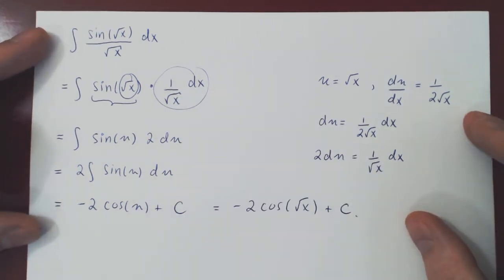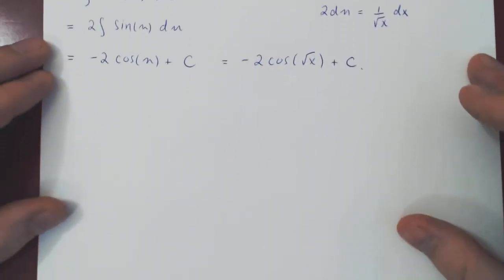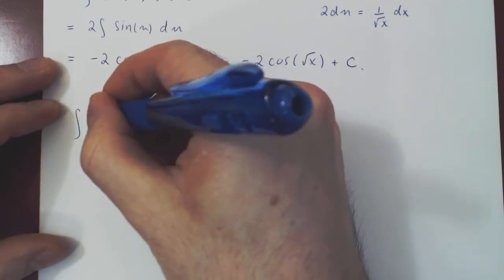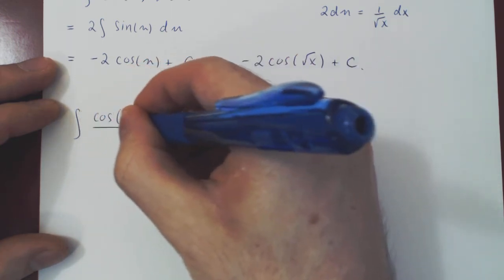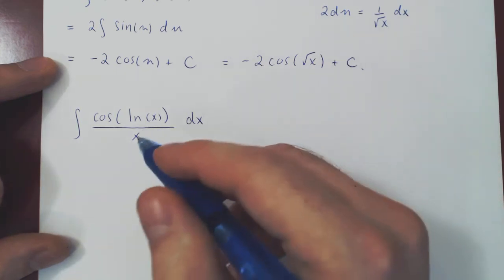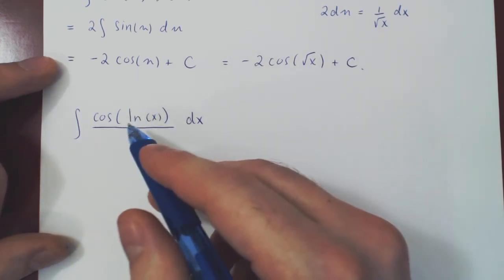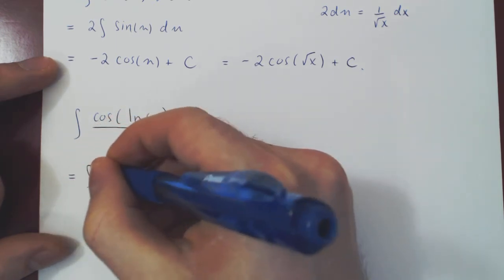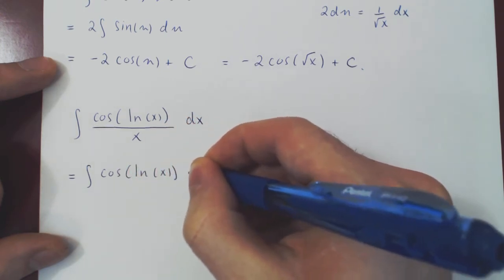Let's look at one other example, very similar. Now instead of a root of x, just a ln of x. So what if we are asked to integrate cosine of ln of x divided by x? Well, same thing here, right? The derivative of ln is 1 over x, and because we are dividing the expression by x, we really are multiplying it by 1 over x.